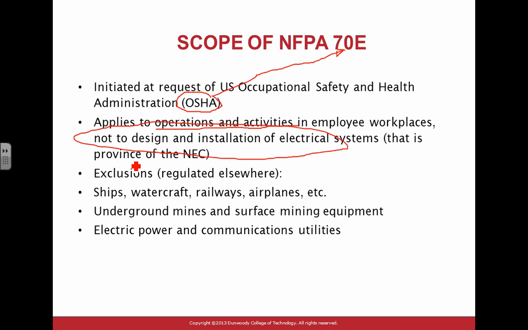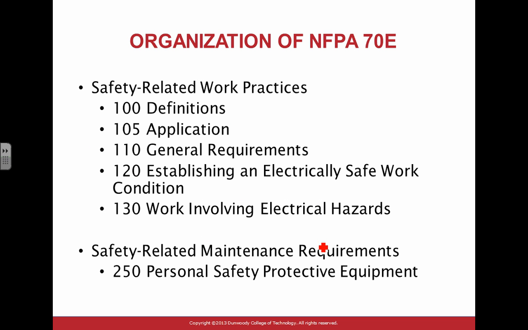So there are some exclusions, guys, in the NFPA code book. You're not interested too much in these. Ships and watercraft: if anybody has been in the Navy, they have their own standards that they follow. Mines, electrical utilities and communication are exceptions too. They have their own safety standards that they follow, which we're not interested in. Safety related work practices: here's how the book is laid out.